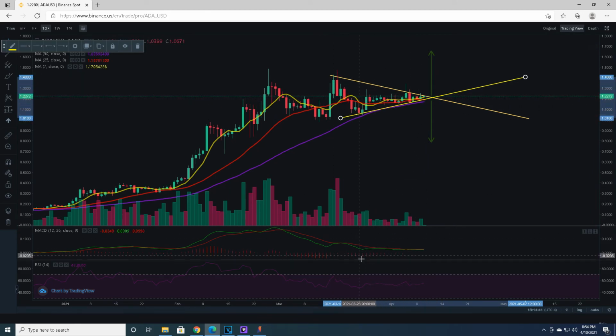Low volume, low MACD. There's indecision in the market. This is indecision. Up, down, up, down, up, down. Very small movements. Then your breakout.